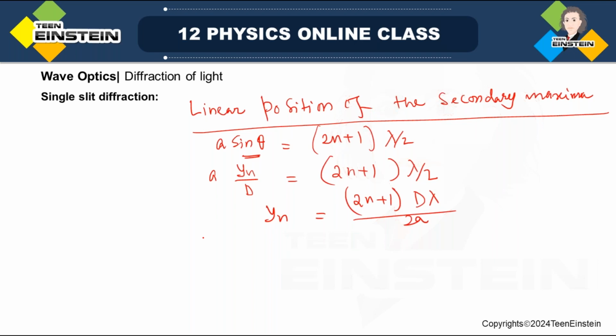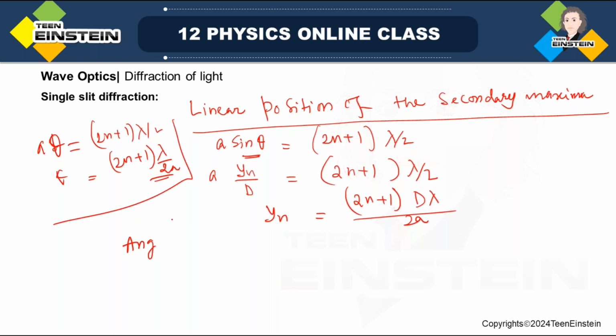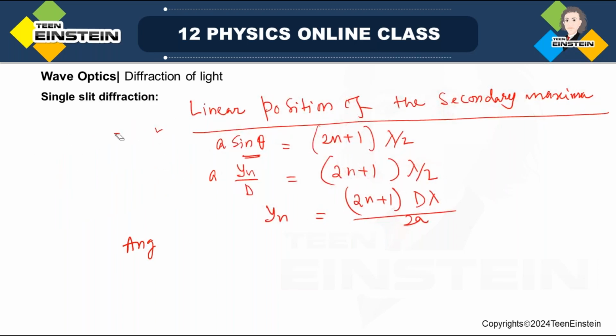And what will be the angular position? From here itself we can find out. We'll make this as theta. So you'll get (2n plus 1) lambda by 2, which means theta will be (2n plus 1) whole into lambda by 2a. Okay, this will be the angular position. I'll just directly write this. These are required because numerical problems will come from these particular things.